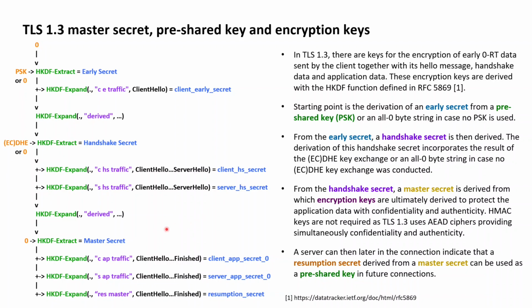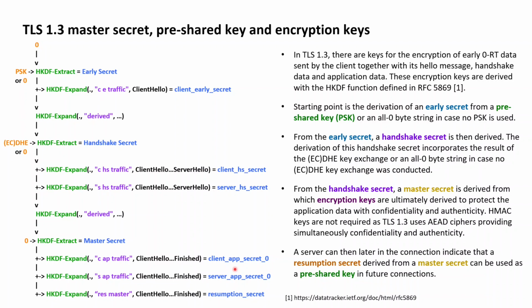Finally, the master secret is derived with HKDF from the handshake secret, and from the master secret, the client application secret and the server application secret are derived, which then now form the basis for the derivation of the encryption keys and initialization vectors used by the client and the server to encrypt their respective application data messages.